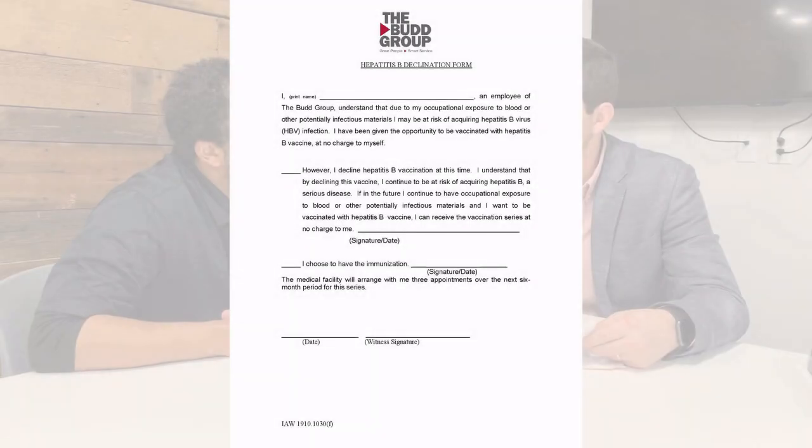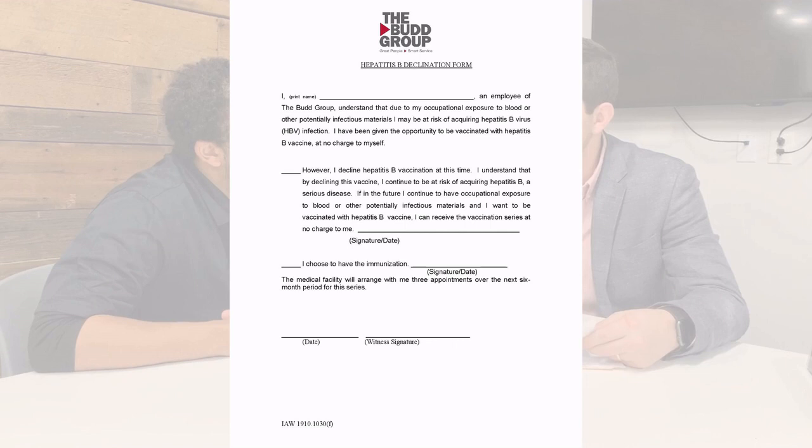So the last thing I want to talk about here is our hepatitis B vaccine declination form. We talked a little bit in the training about what hepatitis B is and how dangerous it can be, and we mention to our employees that we offer the vaccination to everyone. So it's important as a manager that we make sure our employees know that they have been offered this vaccination, and we document whether or not they want to receive it.